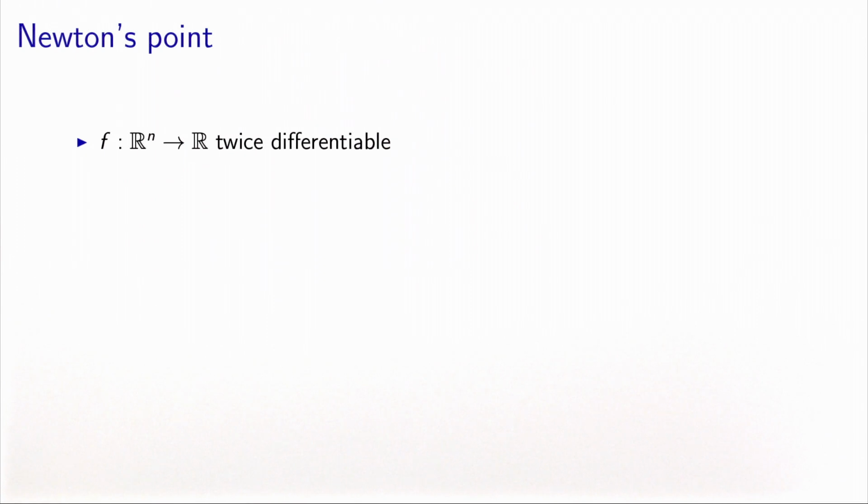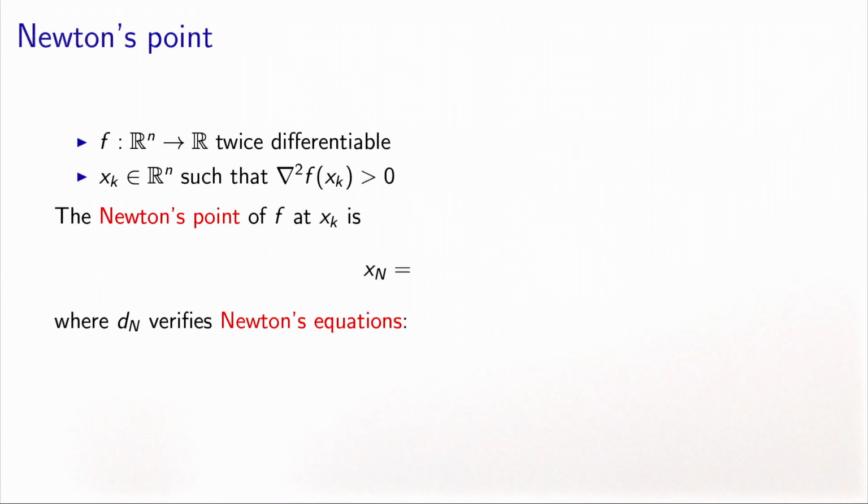So let's provide a couple of definitions before we proceed. We call Newton's point the following point. So we have a function f with n variables and a real value, which is twice differentiable. And we have a current iterate xk. And here we insist that the second derivative matrix is positive definite. So it means that at xk, the function must be convex.